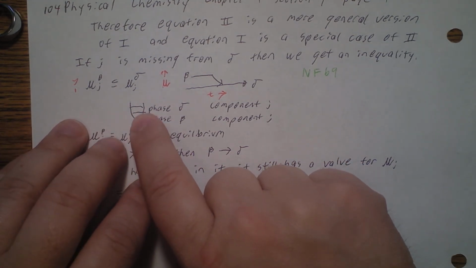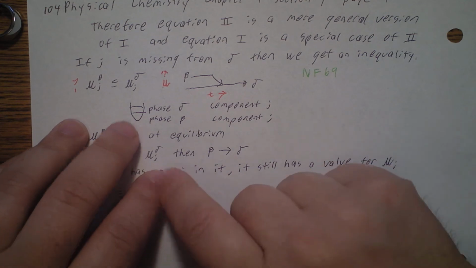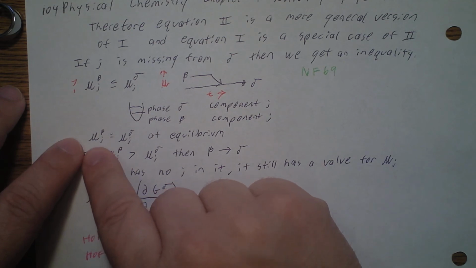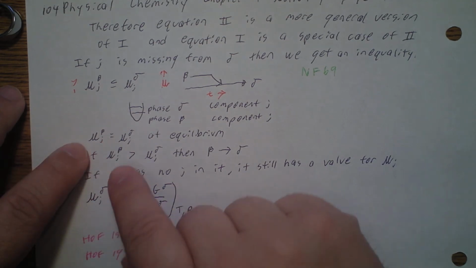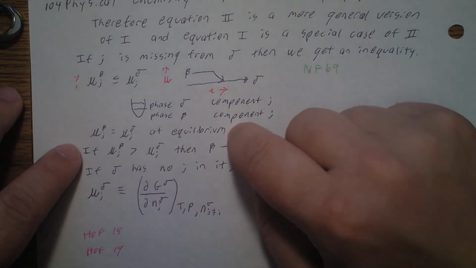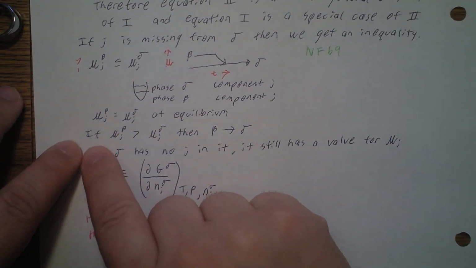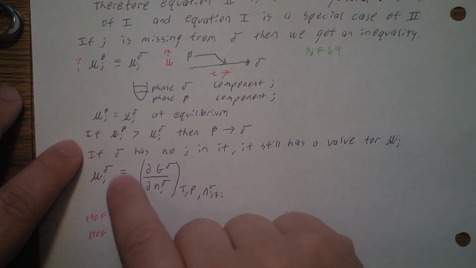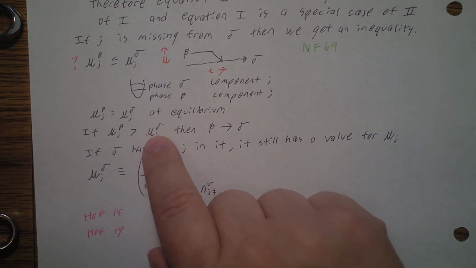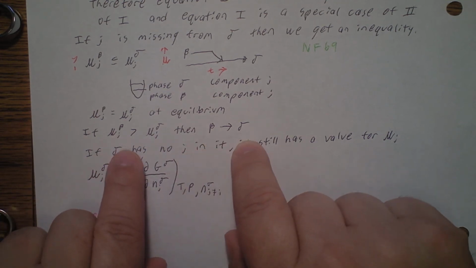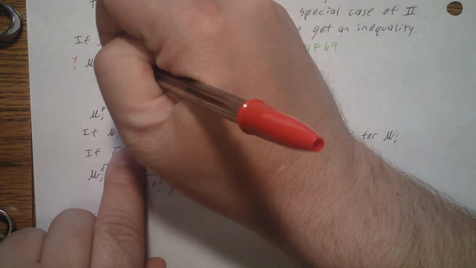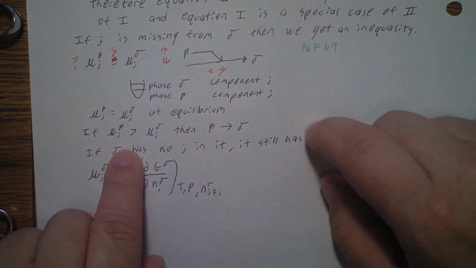Okay, so here's the diagram. Here's a test tube. We've got phase beta, phase delta, and we've got the same component in both. Component J is in beta, component J is in delta. When they reach equilibrium, you're going to have the chemical potential of substance J in beta equal to the chemical potential of J in phase delta. But that's, like I said, at equilibrium. So if the chemical potential of substance J in beta is greater than the chemical potential of substance J in delta, then we're going to go from beta to delta. Yeah, see, I got this equality written backwards. That's all. There, now it's correct.